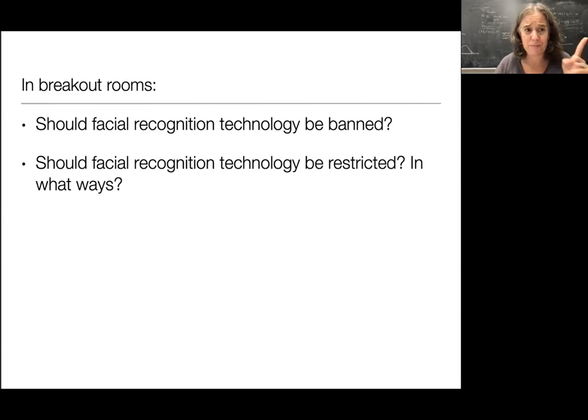Okay, I'm not going to do breakout rooms, but now you have to answer this. So how about if we just unmute or text? I need at least five answers. Should facial recognition technology be banned? Or if you say no, in what ways should it be restricted? So let's get some contributions here. Feel free to unmute yourself.